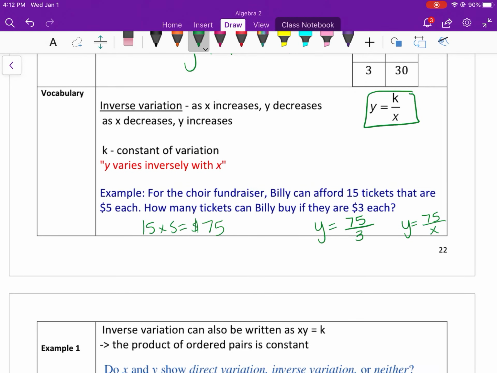So as the price of the ticket goes up, the number of tickets he can buy goes down. As the price of the ticket goes down, the number of tickets he can buy goes up, because here he can buy 25 tickets. So the price is lower, buy more tickets. So as one increases, the other decreases, or as one decreases, the other increases. So that's inverse variation.